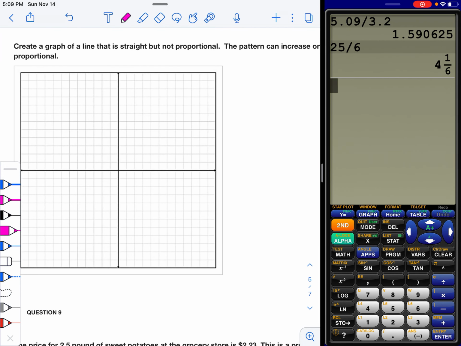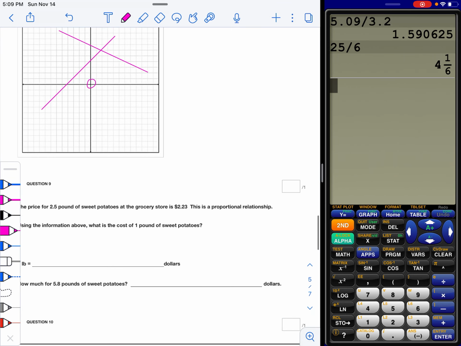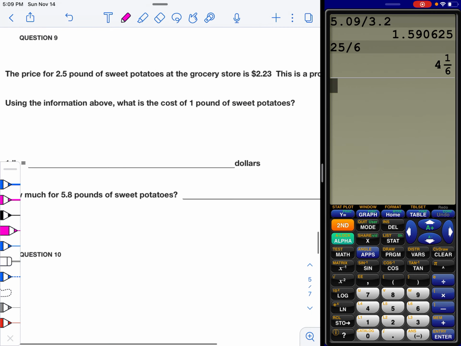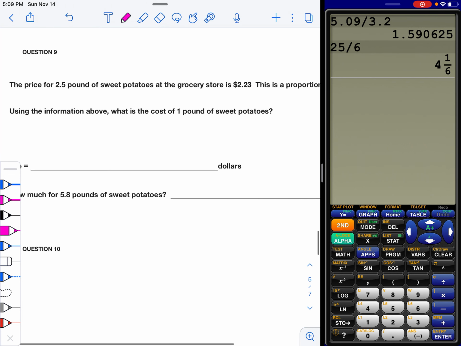This one is probably going to be draw a line straight but not proportional, so I'm just going to do a straight line that does not go through the origin. And again, it could go in a different direction. It doesn't really matter, as long as it misses the origin, we're okay, right? It's not proportional.